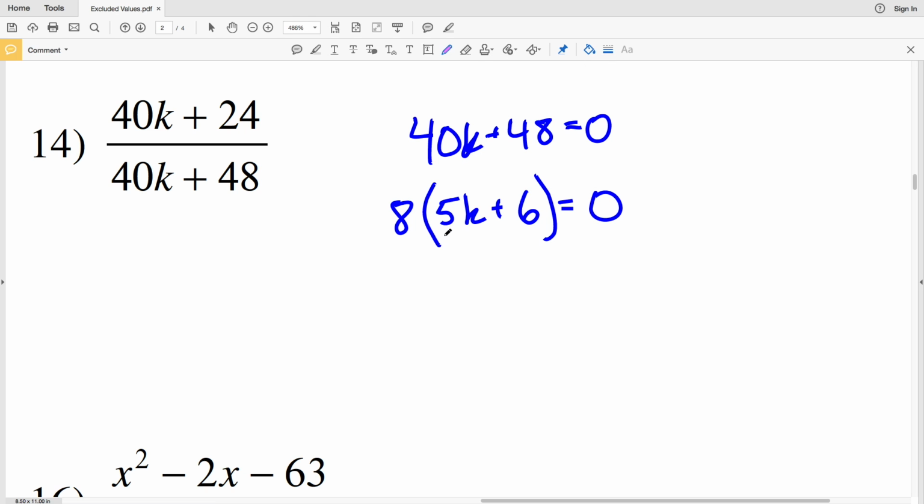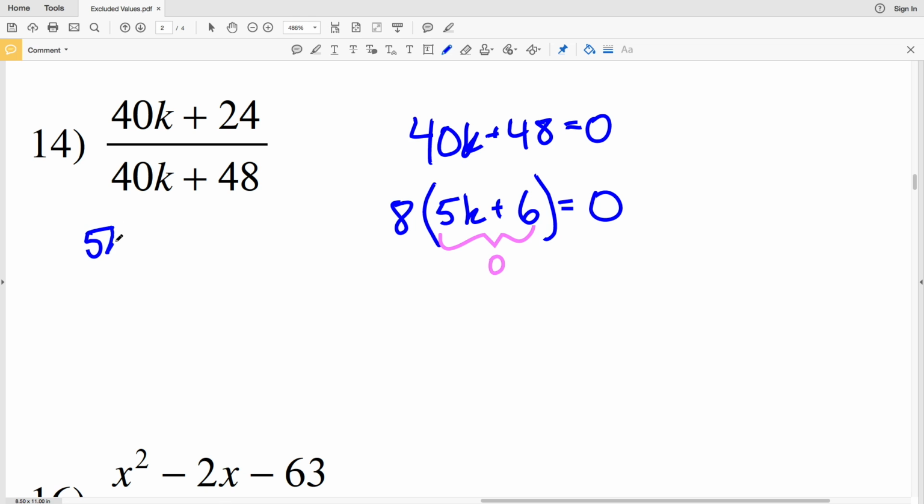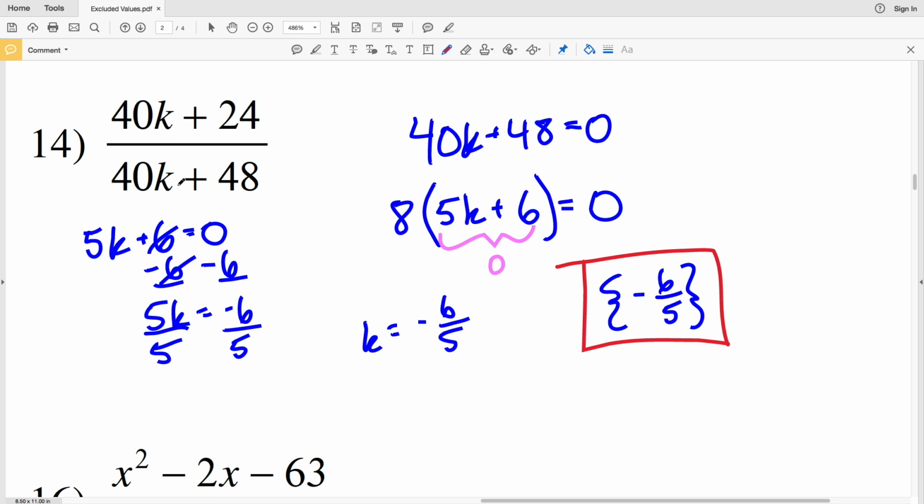Now remember, 0 times any quantity is equal to 0. So 8 times 0 will equal 0. So we're solving for when 5k plus 6 equals 0. And 5k plus 6 equals 0, we'll subtract 6 from both sides to get that 5k is equal to a negative 6. And then, dividing by 5, we'll get that k is equal to a negative 6/5. So negative 6/5 is our excluded value in number 14. Plugging negative 6/5 in for k will result in 0 in the denominator.